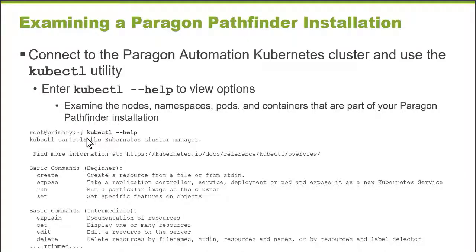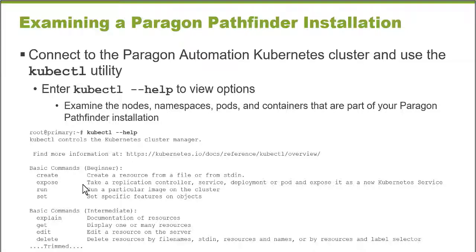So for example, I can run kubectl run or create, but now what do I type? If I do kubectl create, and that's not a complete command, I can run kubectl create -help, and it will show me the options for the kubectl create command. You'll use the help to enable you to cobble together complete commands that can return you information about your Paragon Pathfinder installation.